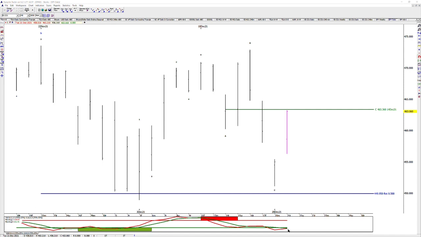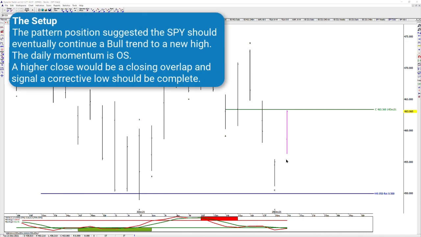Number one, the daily momentum is oversold. So let's look at the pattern. Again, this was that probable corrective decline, probable impulsive advance. And then I was looking at this as a probable irregular ABC, where the daily momentum got driven down to the oversold zone, and the daily momentum had not made a bull reversal yet.